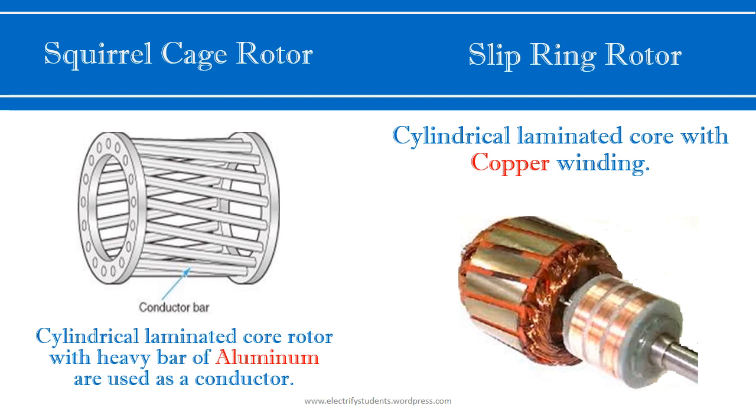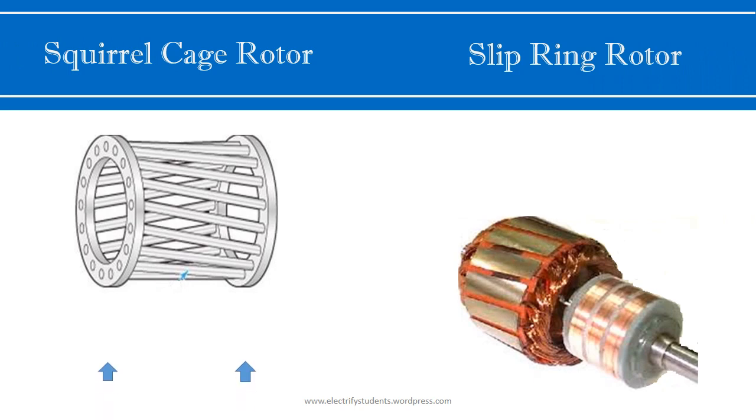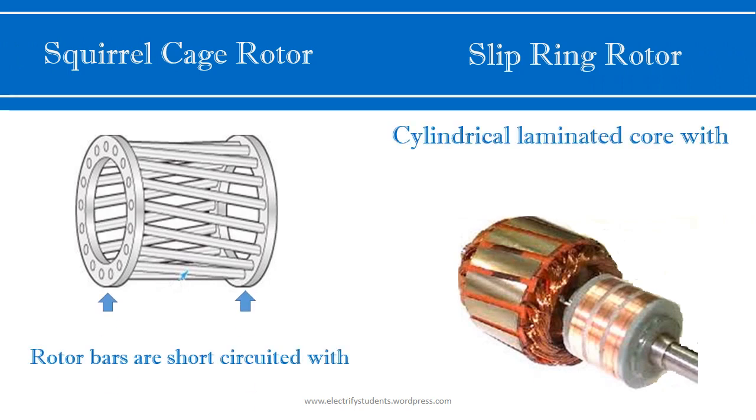The second point is about rotor conductors. In squirrel cage induction motor, there are aluminum rods placed in the slots that are slightly skewed on the rotor, whereas in slip ring induction motor, actual copper winding is placed on the skewed rotor slots. Now in this squirrel cage rotor, aluminum rods are short circuited by end rings so that current can flow, whereas in slip ring rotor there is copper winding, so no need of any end rings.